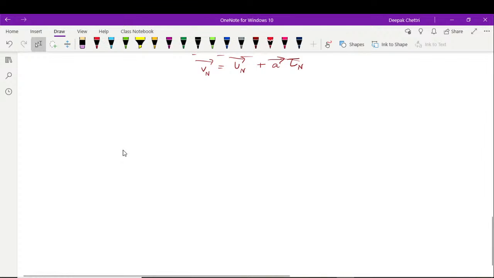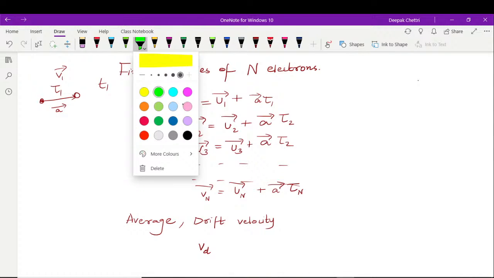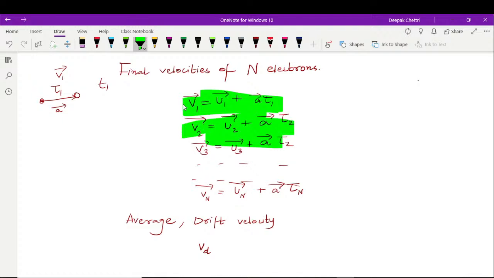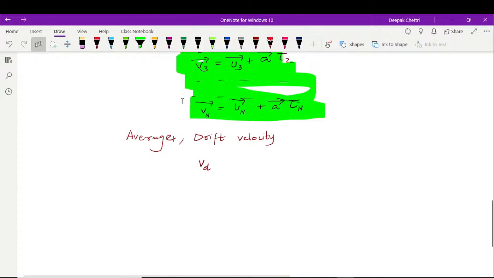Let us find the average of the above velocities, and that is given a specific name. It is called drift velocity. It is written with small v subscript d. The average of all this is called your drift velocity, and it is denoted with small v with a d.